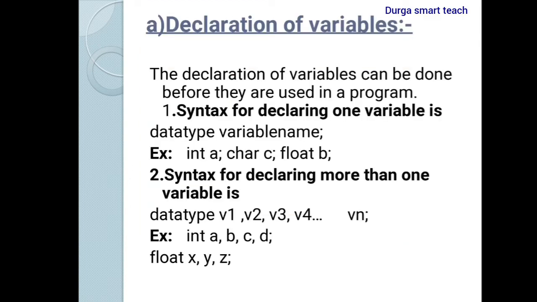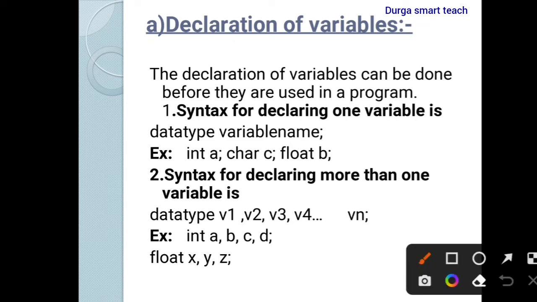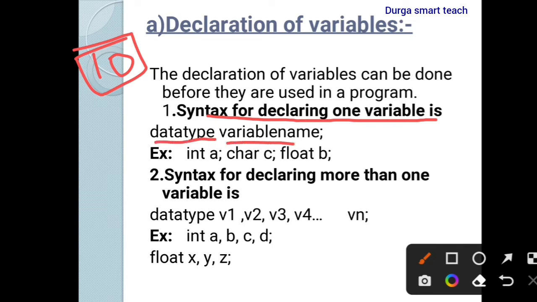Next, declaration of variables. How to declare variables? This is also very important. Declaration means memory allocation. So here you are allocating memory. If you want to store 10 in a memory location, first you need to declare one variable. Declaration is nothing but allocating memory for the variable. The syntax for declaring one variable is very important: data type, variable name.